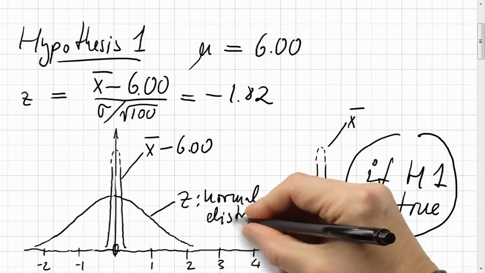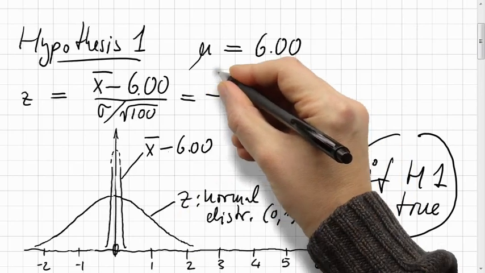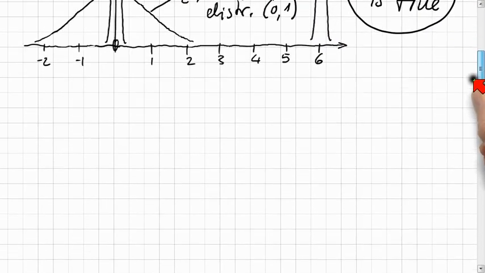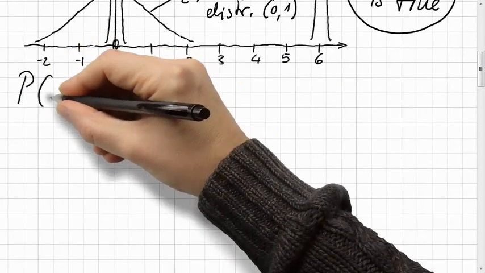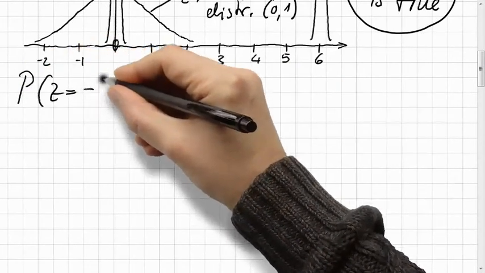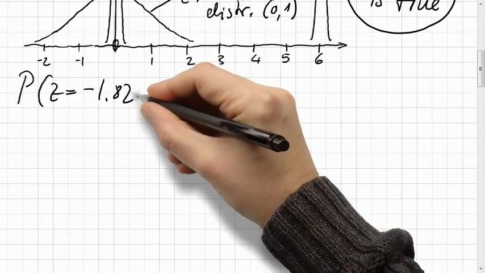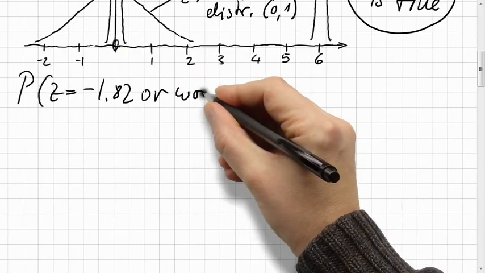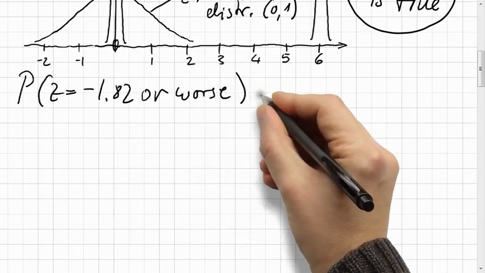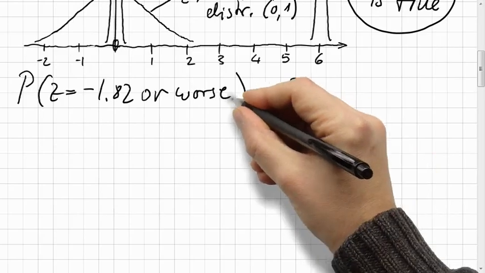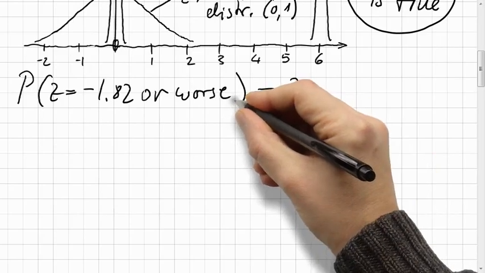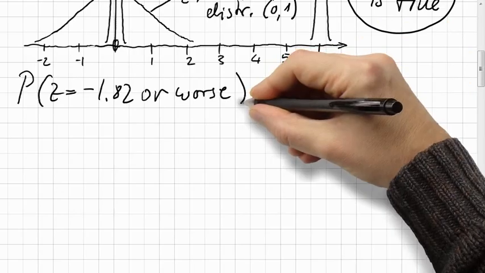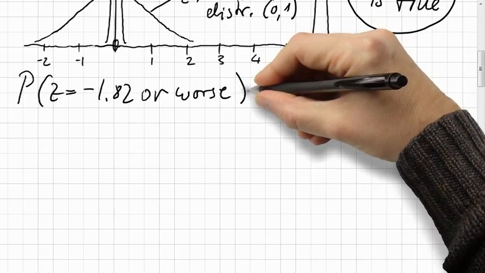Now we can use the normal distribution to learn what the probability of this value is. Actually, it's not the probability of precisely this value, minus 1.82, because that probability would be 0. We have to say it's this value or worse to get something that's different from 0. If we can show that this probability is small, given the hypothesis, then we know something's wrong about the hypothesis. So let's compute this probability using the normal distribution.